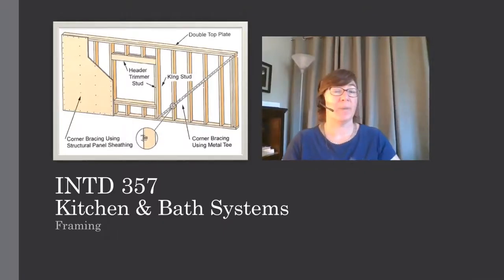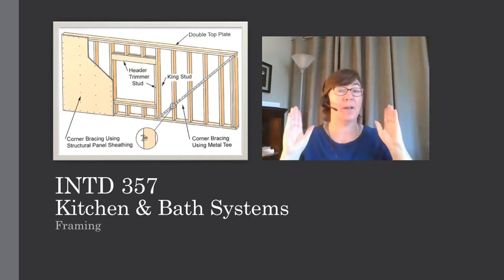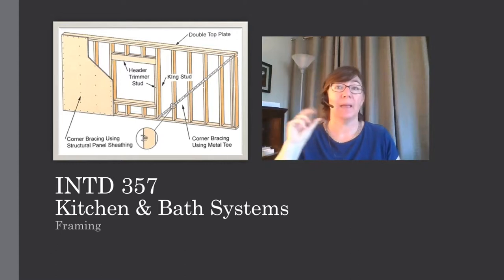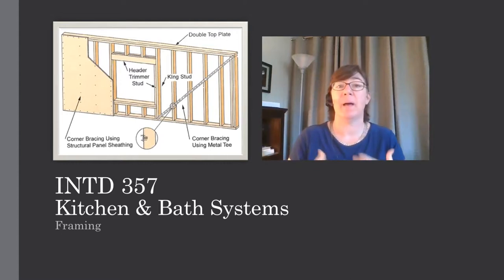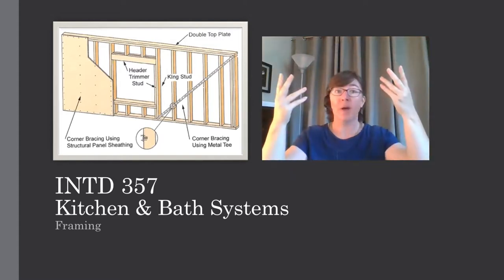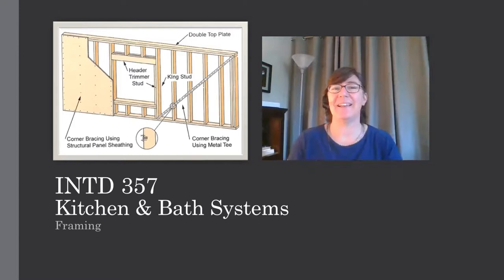So in this video, we covered a lot of material. We talked about the platform framing system in general, and then went into quite a bit of detail about the floors and how they are constructed. In the next video, we're going to move on up in the world and talk about the walls.